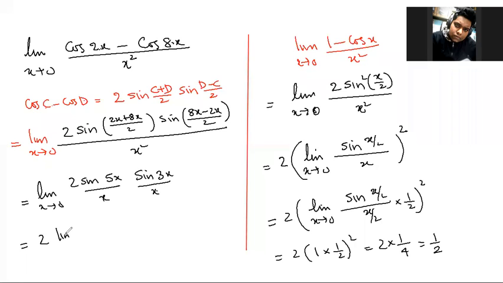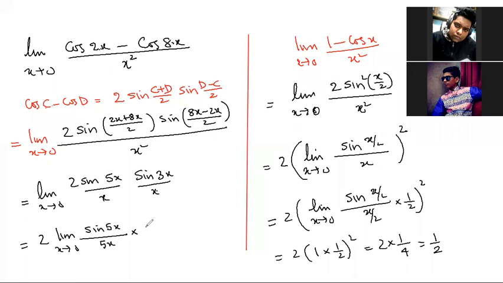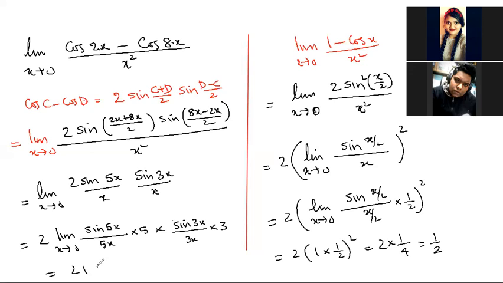So 2 into limit x tending to 0. Sine 5x comes, so what should come below? 5x, into 5. And sine 3x upon 3x, into 3. Correct. And your answer became 2 into 1 into 5 into 1 into 3, which is 30. Yes, Chirag, thank you. Correct. Very good. Nice.